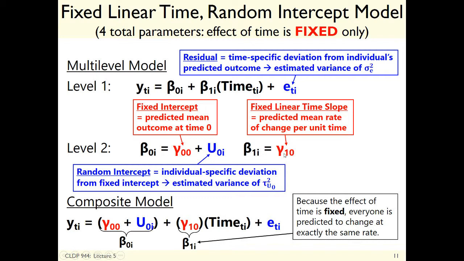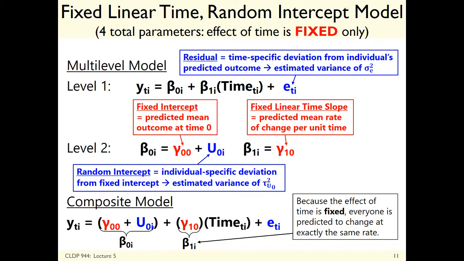I now pick up a new fixed effect here on beta 1. This is gamma 1, 0. This is my fixed linear time slope. So you can start to see the pattern for the subscripts here. The first number goes with which beta at level 1 you're predicting. So any term in this beta 0 line is going to start with a 0 in the first place. Likewise, any term in the beta 1 line is going to start with a 1 in the first place for the subscript.